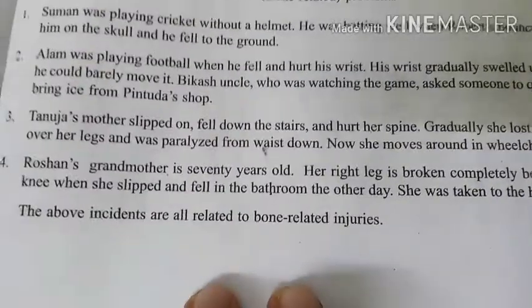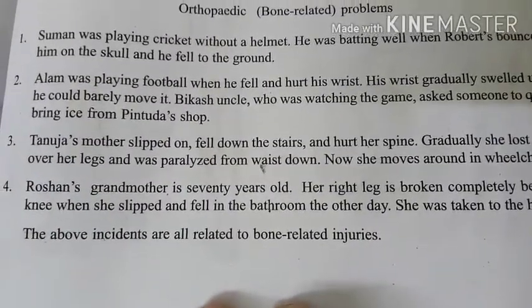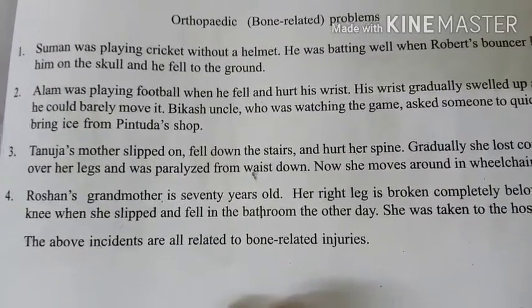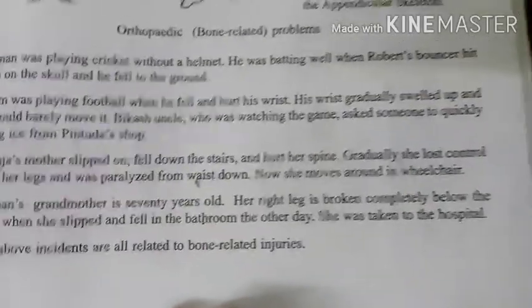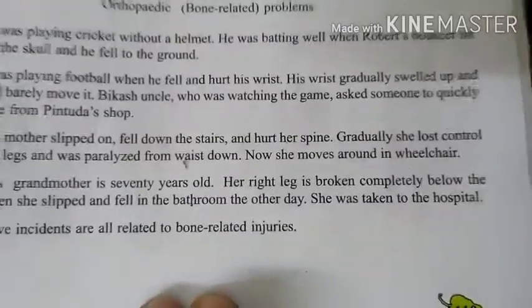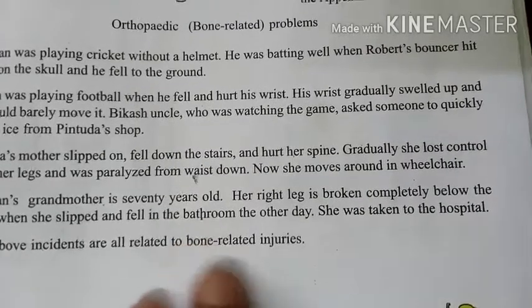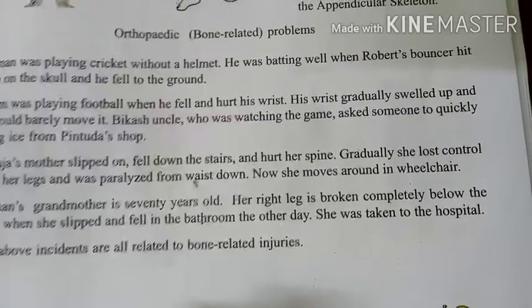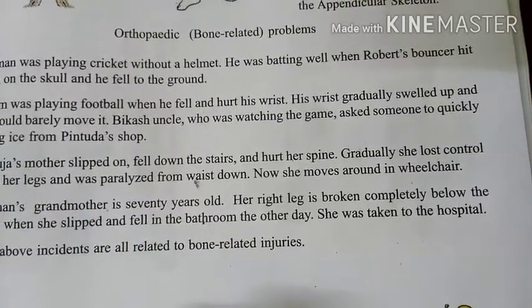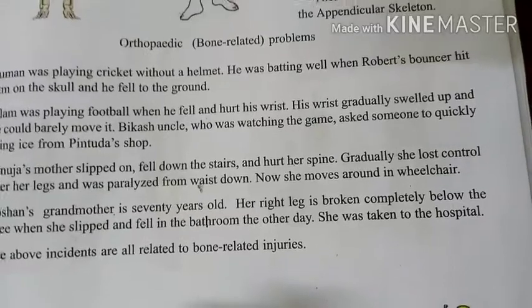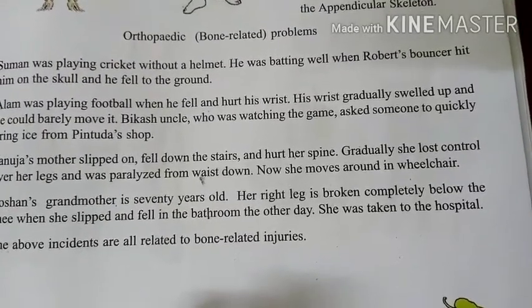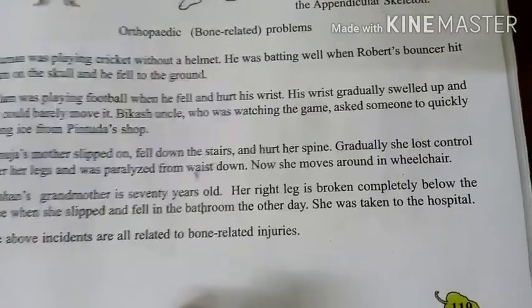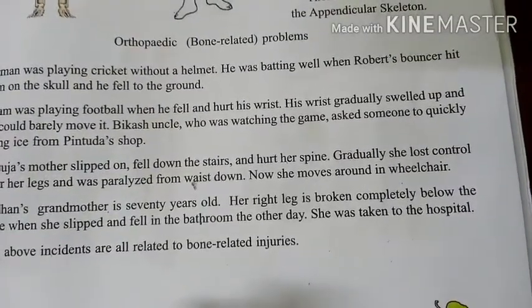Next, Tanuja's mother slipped, fell down the stairs and hurt her spine. Gradually she lost control over her legs and was paralyzed from the waist down. Now she is in a wheelchair. So here Tanuja's mother got an injury on her vertebral column. So it was also an orthopedic problem.